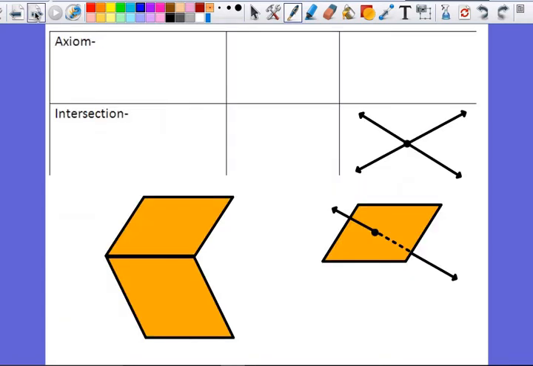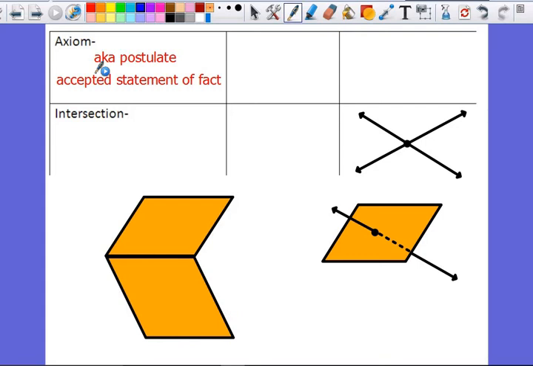Next up, we have an axiom. Now, an axiom is very rarely used, but it is still an accepted statement of fact, or a postulate. So it's just another word for it. We don't use it as much anymore, but it still could pop up, so be ready to see that. But it is still a postulate or accepted statement of fact, all right?